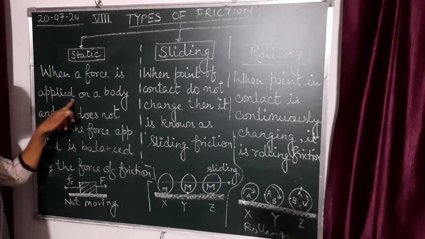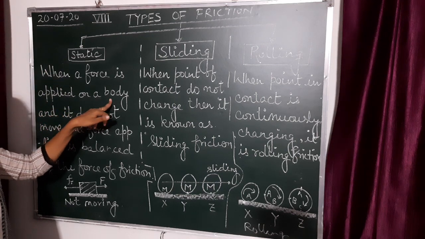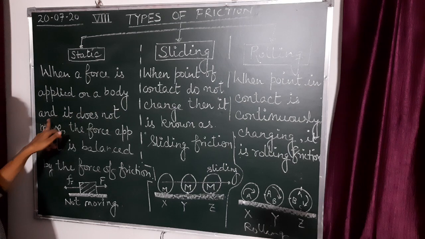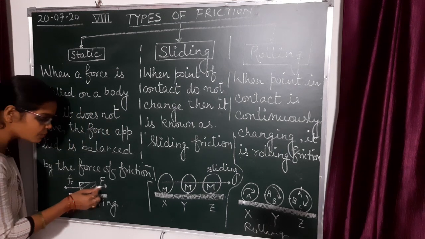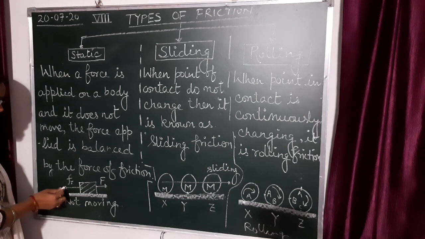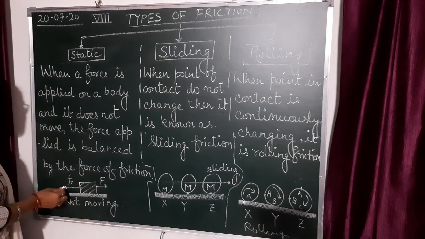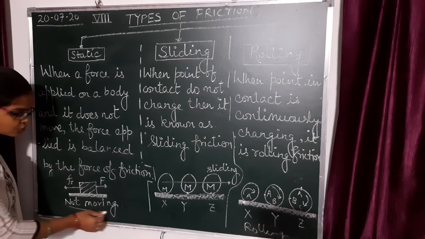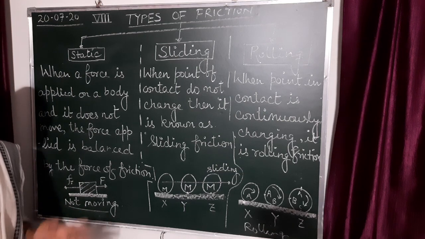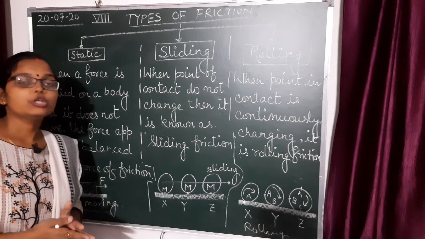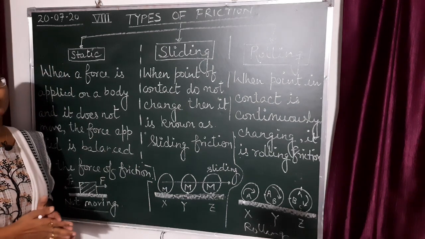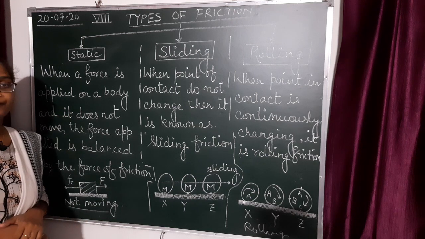When a force is applied on a body or on an object and it does not move, it means whatever force we are applying is balanced by the frictional force and the object remains at its same position. So such type of friction is known as static friction.